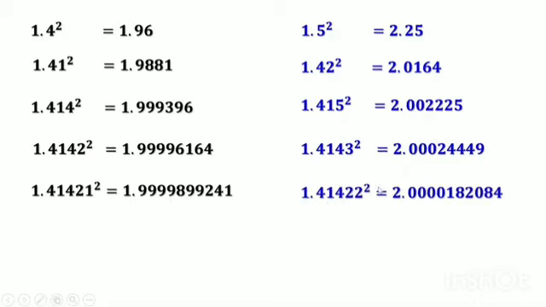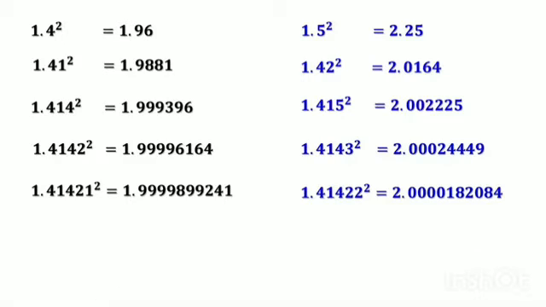1.41422 square is 2.00001828084. That means the value of root 2 is in between 1.41421 and 1.41422. That means 1.4, 1.41, 1.414, 1.4142, 1.41421, etc. get closer and closer to root 2.